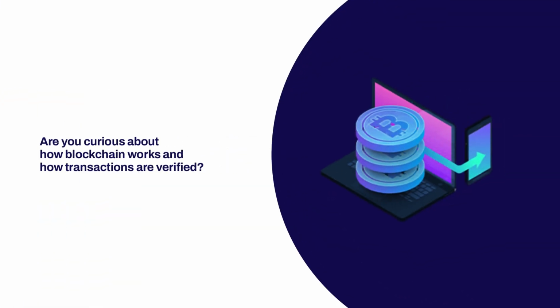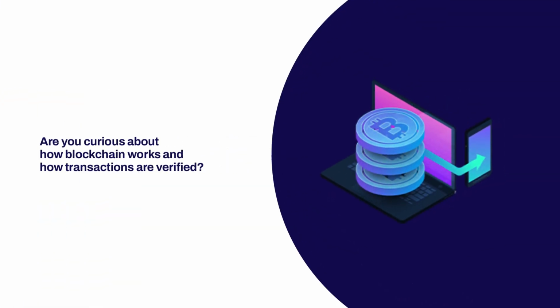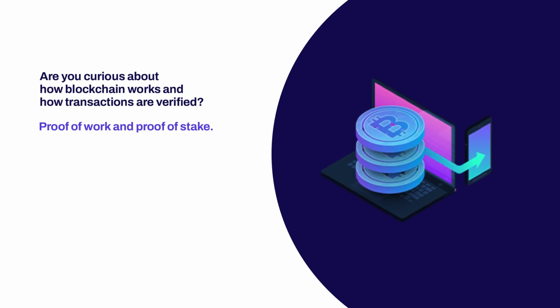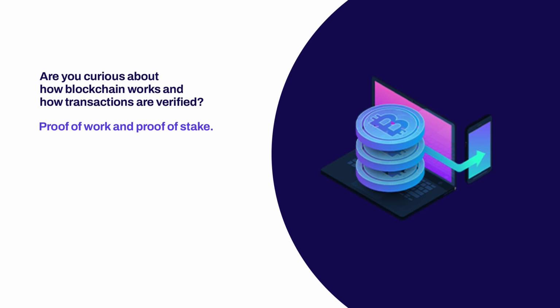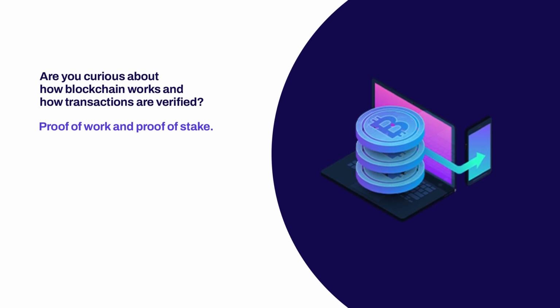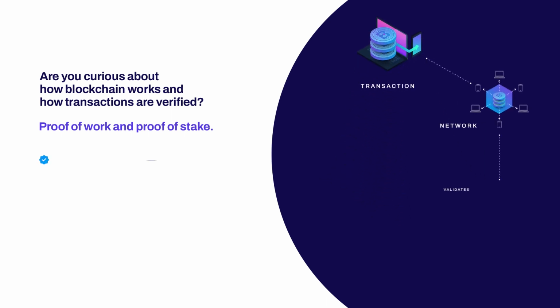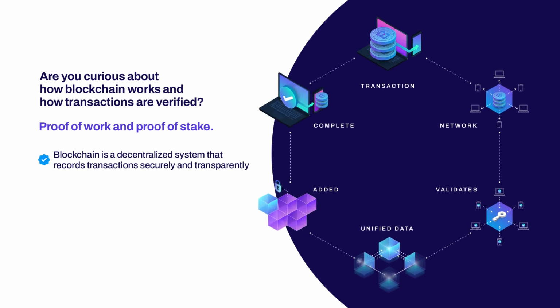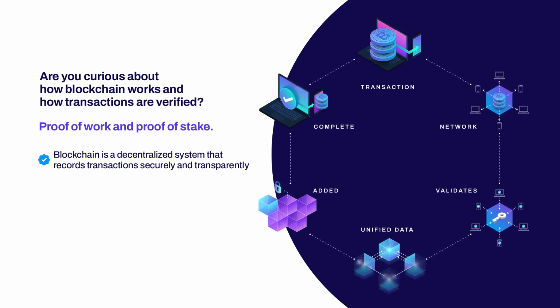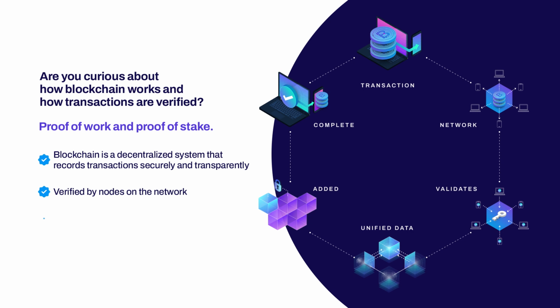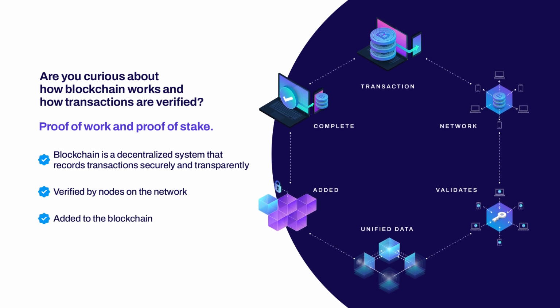Are you curious about how blockchain works and how transactions are verified? Then you've probably heard of proof of work and proof of stake. Let me explain the differences between these two methods and how they impact blockchain technology. First, let's start with the basics. Blockchain is a decentralized system that records transactions securely and transparently. Transactions are verified by nodes on the network, and once verified, they are added to the blockchain.